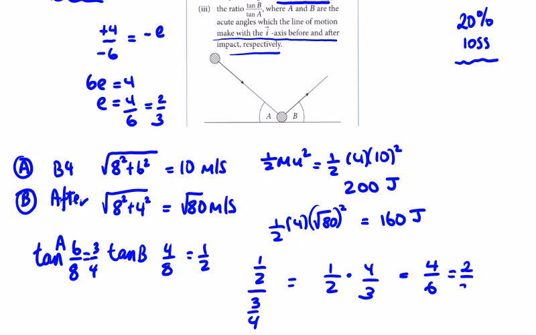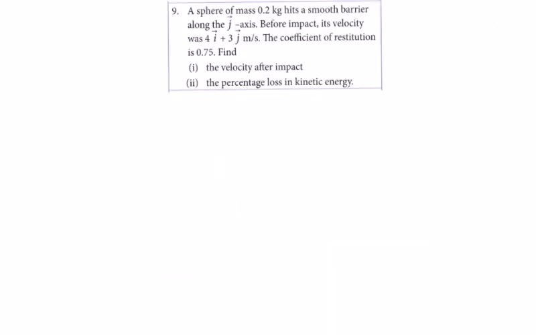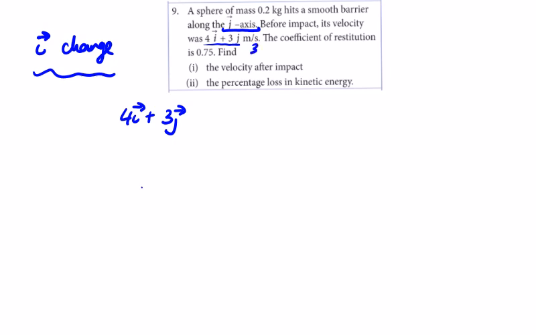So in this question, the mass is 0.2, and it hits along the j-axis. So it's i change here. Just be careful to read the question properly. So we're told before impact, 4i plus 3j. And the coefficient of restitution, 0.75, 3/4. Find the velocity after impact. So we're looking at change in i here.